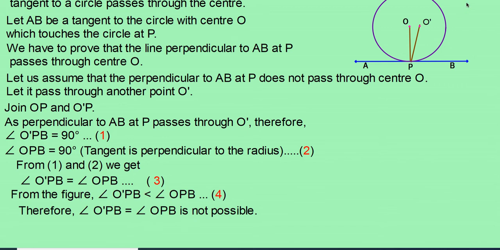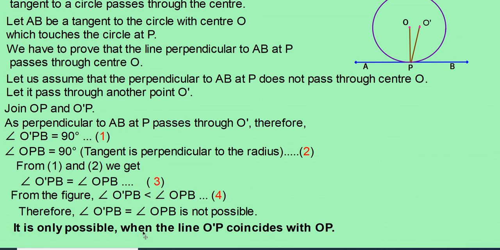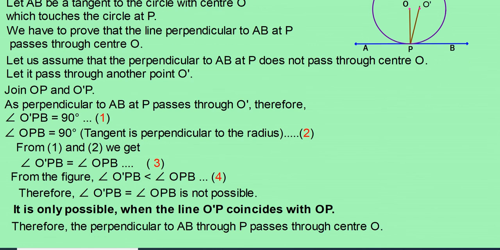Now, when will it be possible? It is only possible when O dash P coincides with OP. That means both lines are coinciding. Then only both angles will be equal. Therefore, the perpendicular to AB through P passes through the center O.